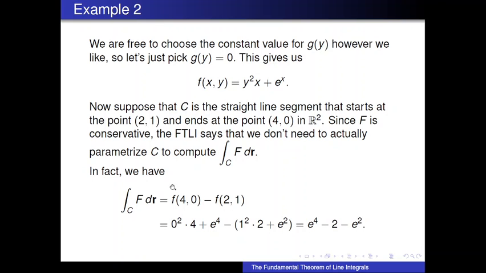So all we have to do is evaluate the function little f at the endpoints of the curve. Those are (4, 0) at the end and (2, 1) at the start. So let's evaluate our function there. We get 0 squared times 4 plus e to the 4th, minus 1 squared times 2 plus e squared. And so what do we get? This first term is 0, and we have e to the 4th minus 2 minus e squared.